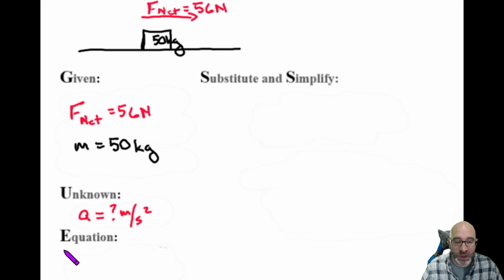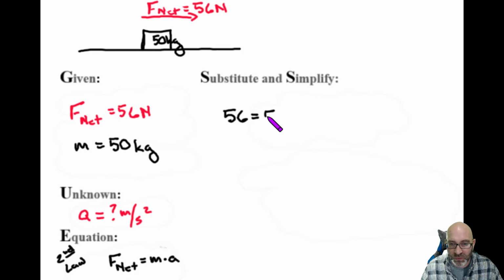And because Newton's second law says force net equals mass times acceleration, I can start substituting and replacing numbers for letters. So my force net is 56. My mass is 50. And my acceleration I don't know. In order to get acceleration all by itself on the right-hand side, I'm going to do the opposite math function so that 50 cancels with the 50. But whatever I do to the right, I must also do to the left.